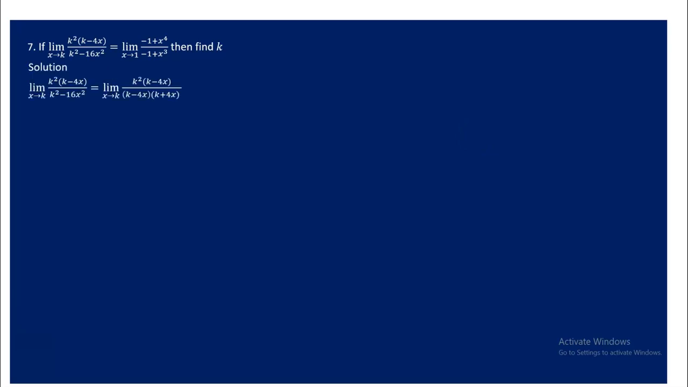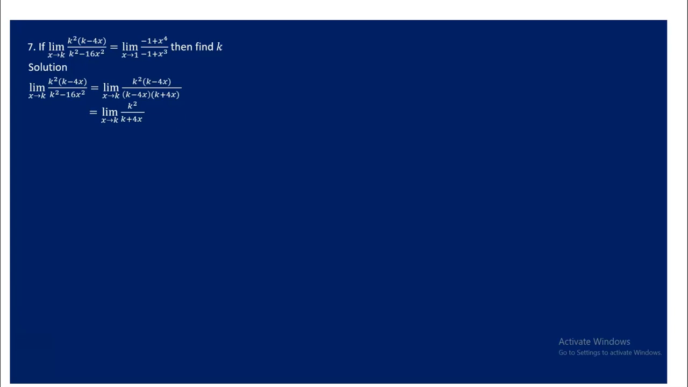We have to find the limit of the left expression. The limit of k squared times (k minus 4x) divided by (k squared minus 16x squared) as x approaches k is the same as this one. Everything is the same, but the denominator is factored. k squared minus 16x squared is the same as (k minus 4x) times (k plus 4x), because 16 is 4 squared. The reason I'm doing this is because I am unable to use direct substitution: if I put k in place of x, 0 over 0 is going to come. So to avoid that problem, I can write it this way.